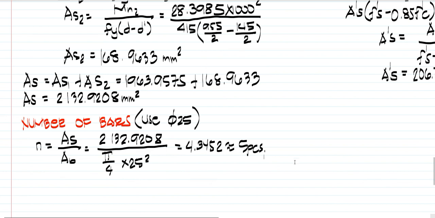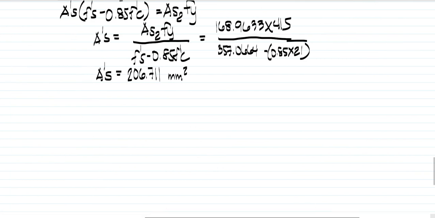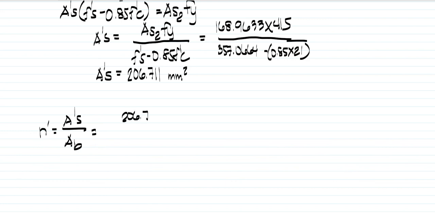Then for our next one, we have to determine the number of compression bars. So that will be N prime is equal to A prime S over the area of the bar. So that will be 206.711 divided by pi over 4 times 25 squared. So approximately ang lalabas dito is 0.4211. So at times may magsasabi na that is 1 piece.